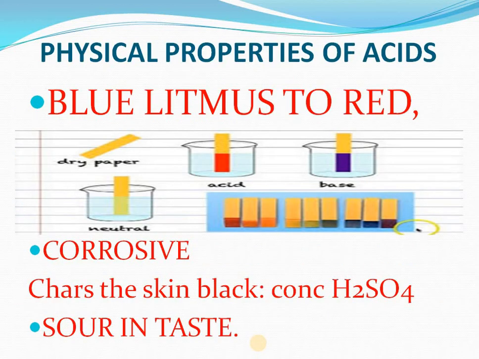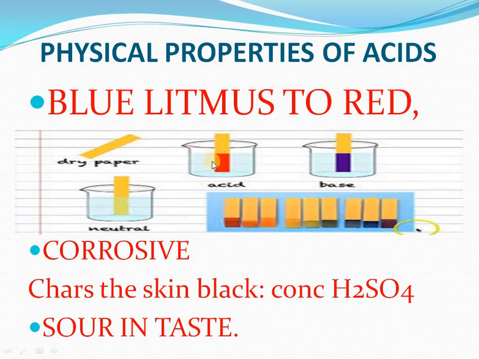So these are the physical properties of acids. Blue litmus turns red. It is corrosive in nature, chars the skin black. For example, one drop of concentrated sulfuric acid falling on the skin will turn it into a black mass, because it removes moisture. It will dehydrate it and it becomes black in color. Acids are sour in taste. Now you can see the litmus action.